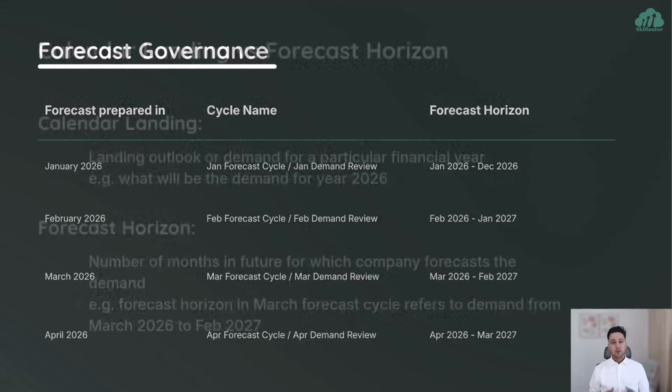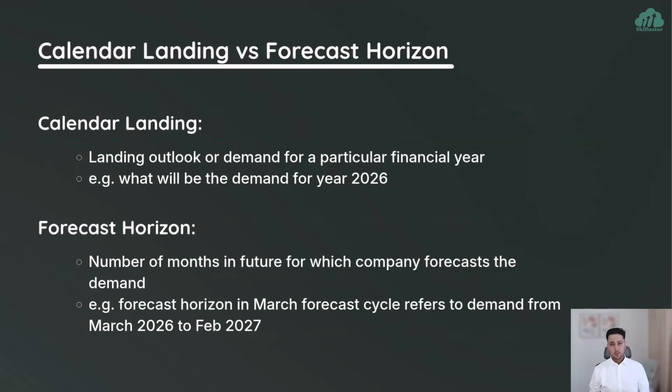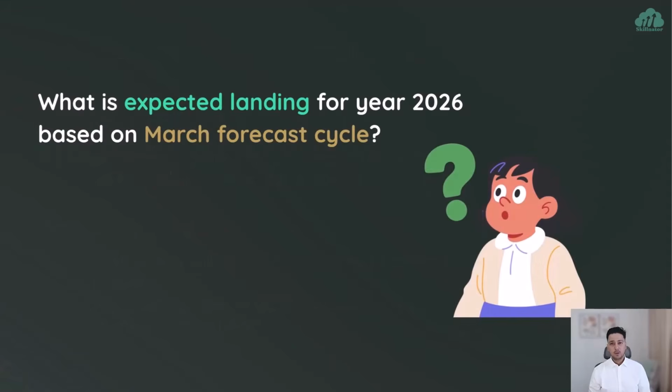Now, there's an important concept you need to keep in mind, which is calendar landing versus forecast horizon. Here's an important nuance. Management might not always ask, what is the forecast for the next 12 months? Very often, they might ask something like, what is the expected landing for the year 2026 based on the March forecast cycle? Let's think about how to answer this question.